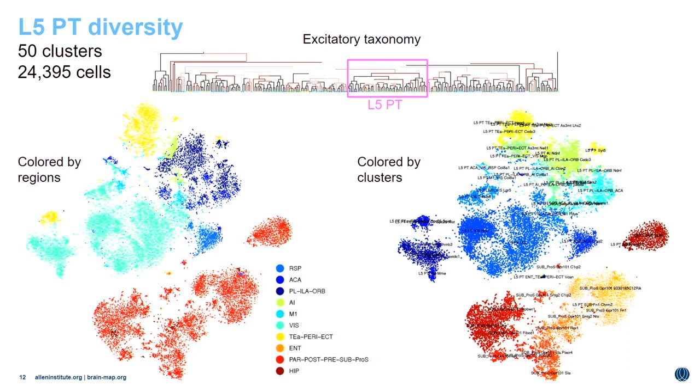So, now with this extended taxonomy, we have identified 50 clusters with a total of 24,000 cells in them. And I show two t-SNE plots over here for these PT types. One is colored by regions, and the other is colored by clusters. You can see the regional specificity is really striking here, and our clusters accurately characterize this regional specificity, and within each region, we have about 4 or 5 clusters.